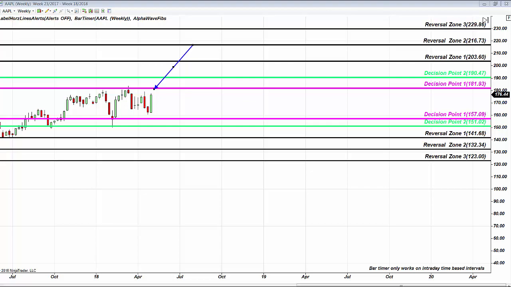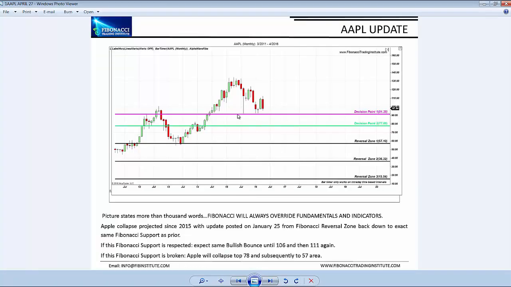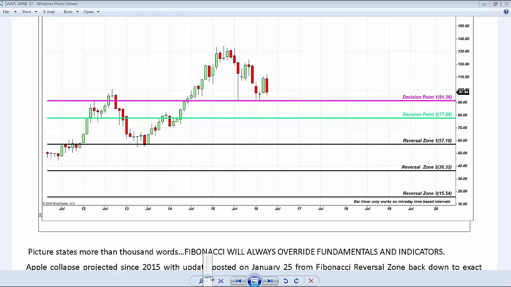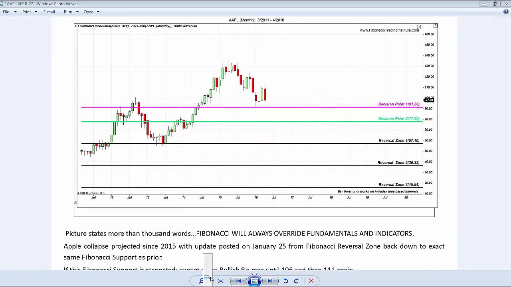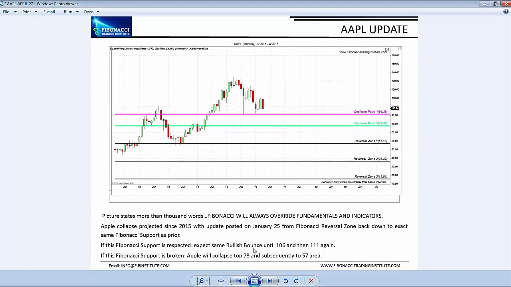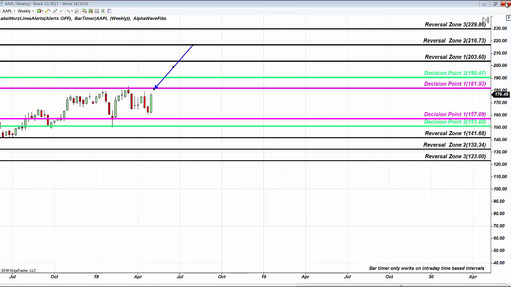This was also Apple in 2015 when it came out with the worst earnings in 13 years. Famous 91 level on Apple. Do you remember that? Horrific earnings did not mean a thing. Fibonacci support respected, as I posted everywhere. Bullish bounce until 106 and 111 again. And this is where Apple is now, at 181. No surprise whatsoever.